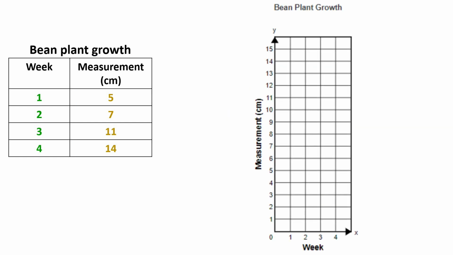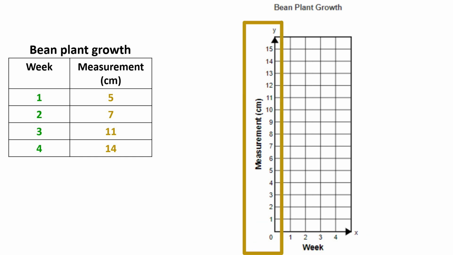Here's the grid that we'll use to plot these 4 points. Each arrow is called an axis. The bottom arrow is called the week axis. It's like a number line. The left arrow is called the measurement axis. It's also like a number line.